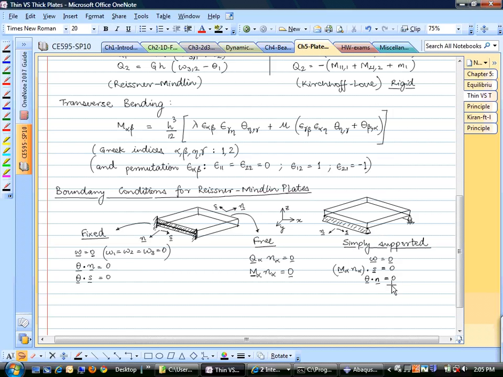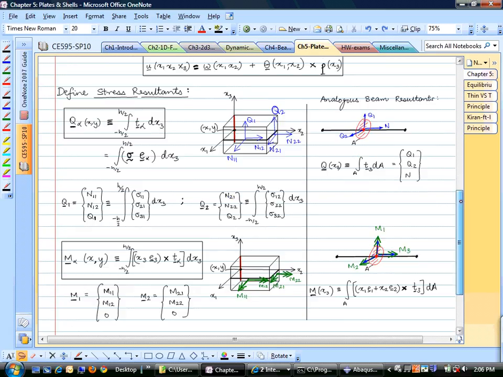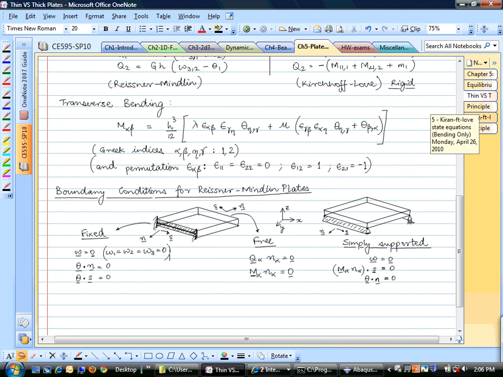So once again, we have 5 boundary conditions here, 5 boundary conditions here. And the reason we have 5 boundary conditions here is because the third component of M is 0. We have 3 equations here, and we have 2 equations here. If you remember, our moment resultants don't have anything in the 3 direction. So this one has 2 equations, this one has 3 equations, 5 equations here, 5 equations here, and these are the types of boundary conditions that Reissner-Mindlin plates, thick plates have.